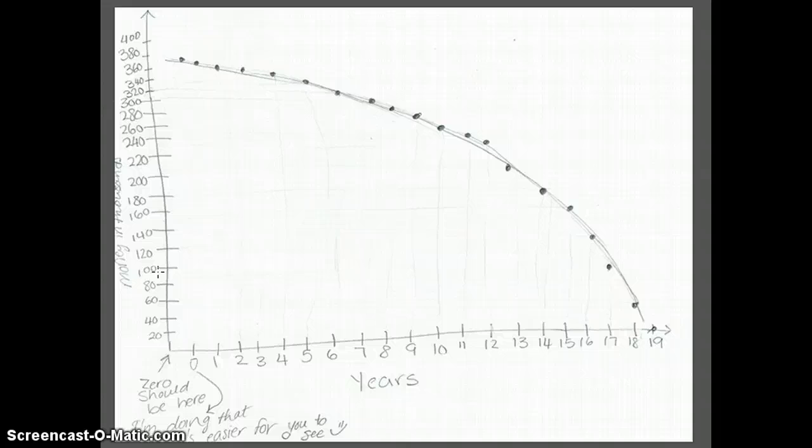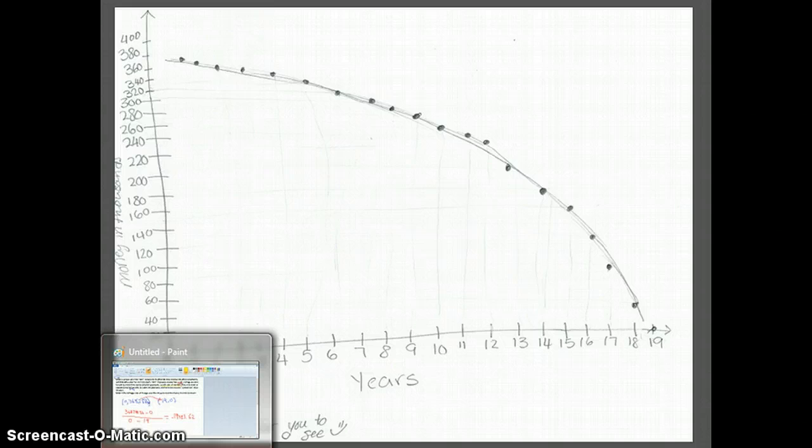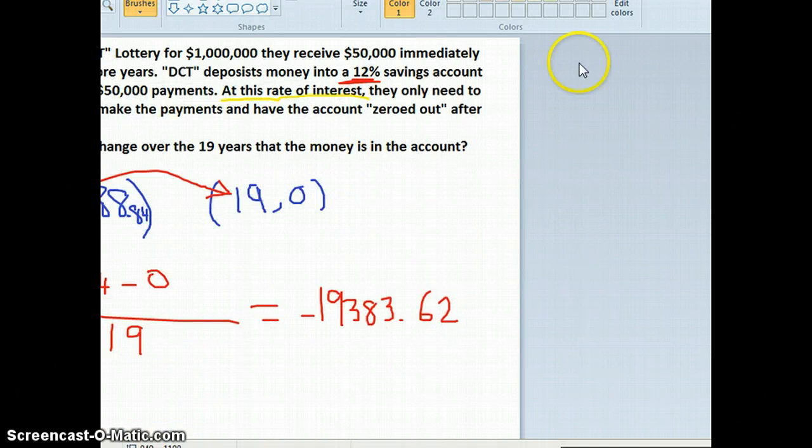Okay, so now let's move on to question D. It says calculate the actual change in account each year. So you're gonna take the interval between each year right here. So from 3 to 2, from 4 to 3. So I'm not gonna do that for you because it's a lot of work. But what's happening is that you're doing the same calculations that we did for those 2 points right here.